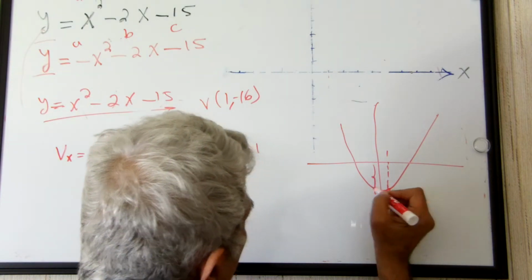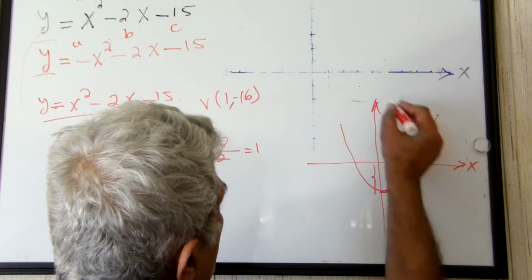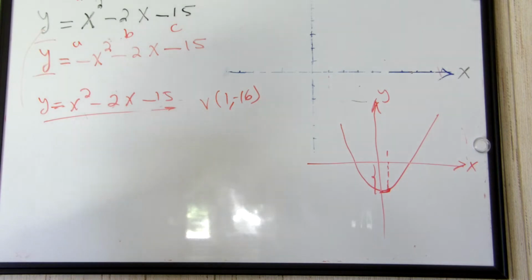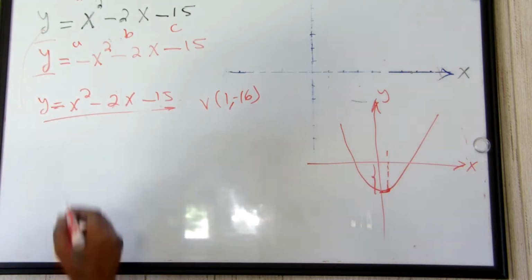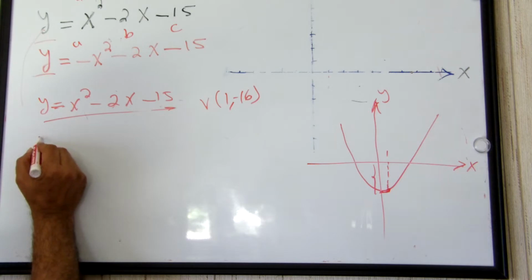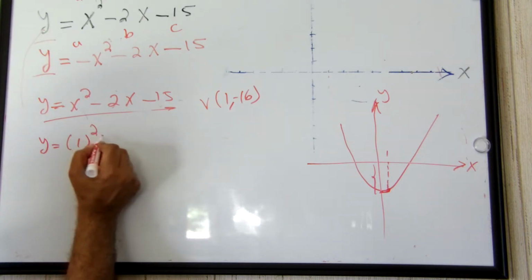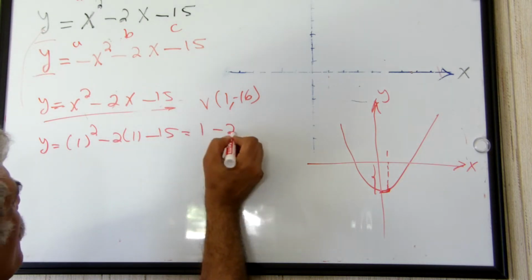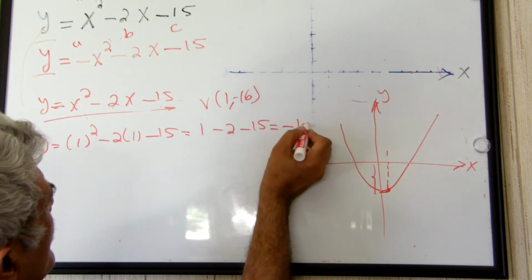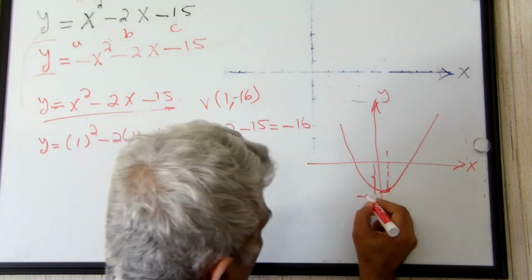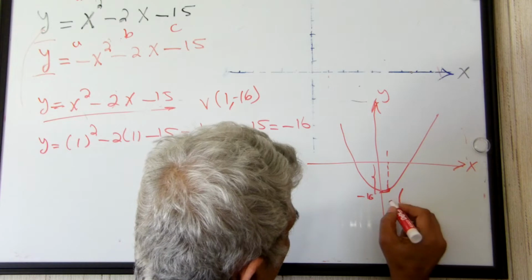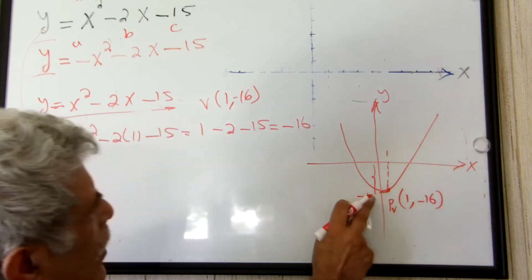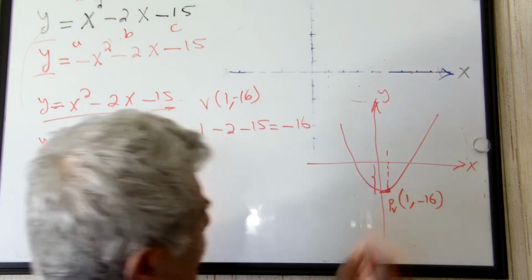x-axis, y-axis. x is 1. Now we put x equal to 1 in this equation: 1 to the power of 2 minus 2 times 1 minus 15. 1 minus 2 minus 15 is going to be minus 16. So the vertex point is 1 and minus 16. Now you know where the vertex is.